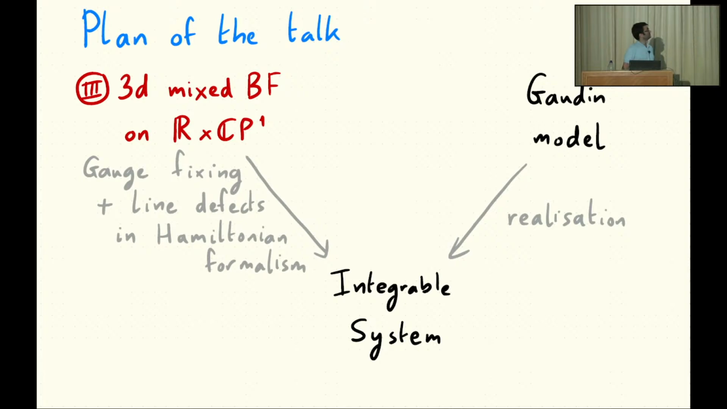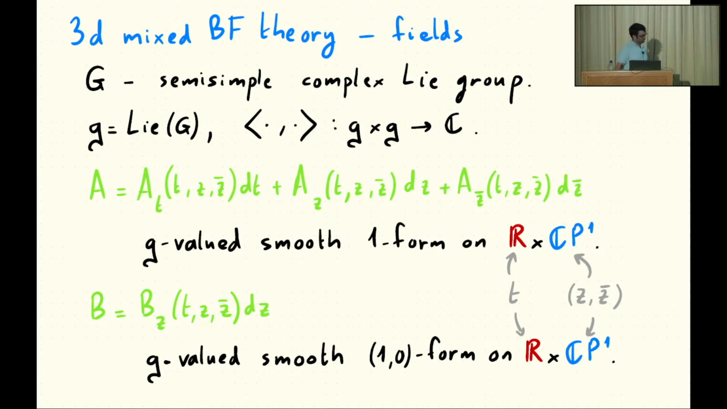Okay, so now let me turn to the 3D mixed BF theory. So first let me introduce this theory. It's defined by similar data to the Godin model. So I fix some semi-simple complex Lie group with Lie algebra G, which will be the same as before. And I also have the same bilinear form as before.